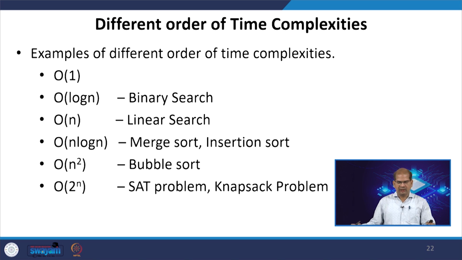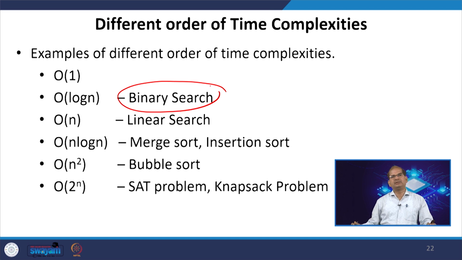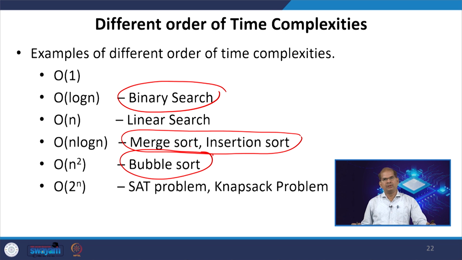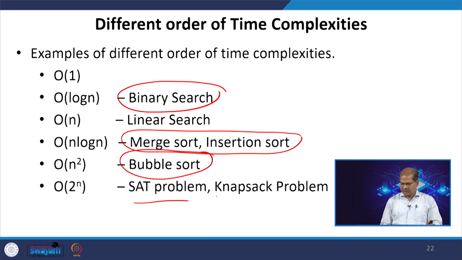Here we give an example of each of them. Your O of log n is binary search. Whenever you are doing binary search, it is O of log n, and linear search is O of n. Order of n log n is merge sort or insertion sort. Then bubble sort takes order of n square. Then order of 2 to the power n is the SAT problem and knapsack problems.